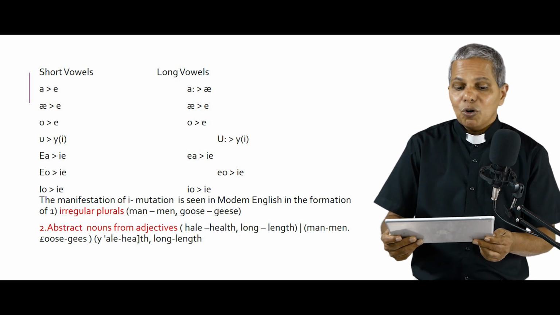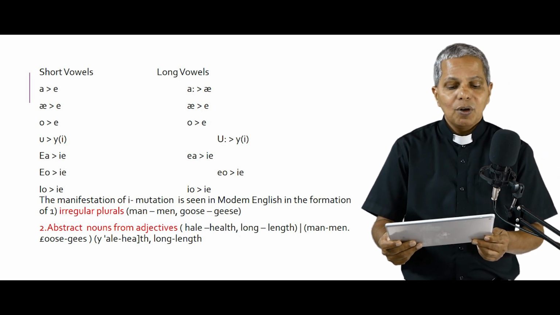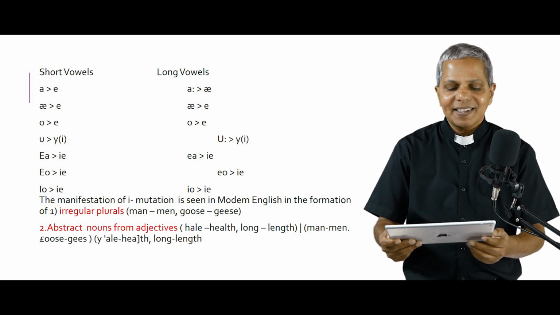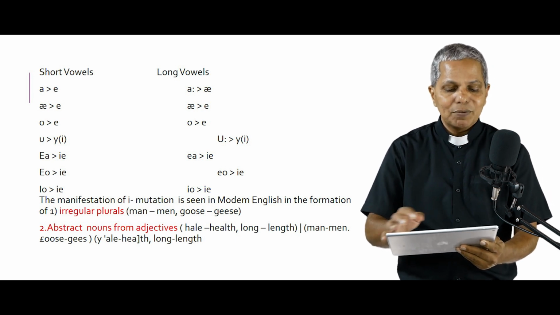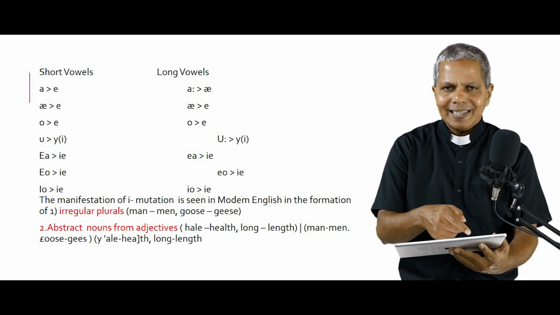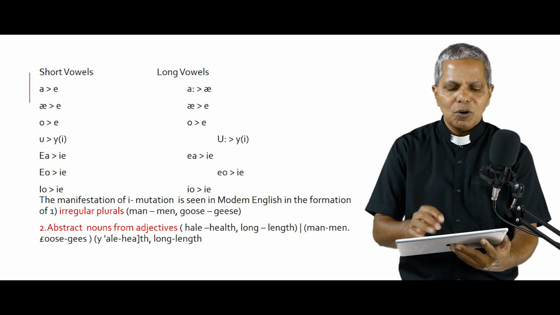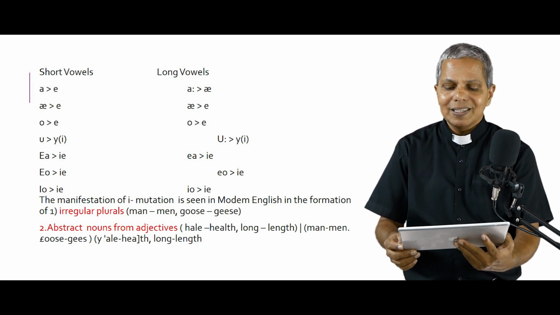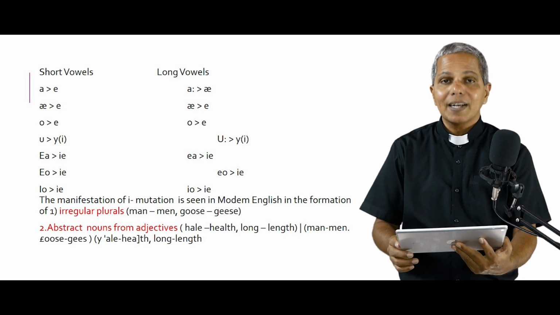Short a becoming e, long a becoming long e. That means by reading the text you will understand the changes that are given. The manifestation of many examples are also given there, which you can see in the text. The manifestation of i-mutation is seen in modern English in the formation of irregular plurals.